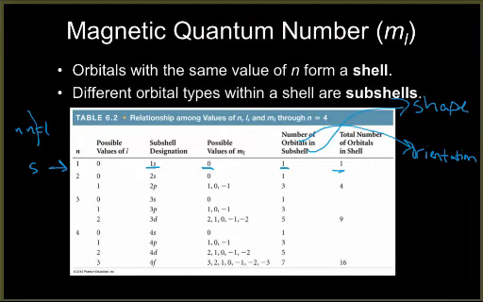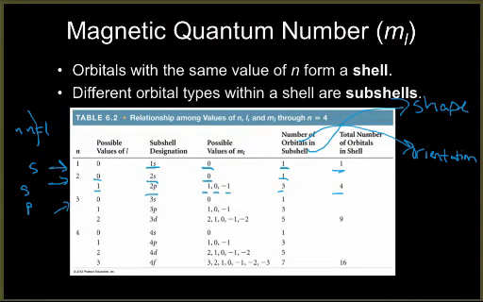Okay, at the second energy level, now we have s and p's. So we have 0 and 1. 0 stands for s, 1 stands for p. The designations are 2s and 2p. The 2 stands for the energy level. The letter stands for the shape. The possible values, these are our orientations. There's one orientation for an s, 3 orientations for a p. So if you count those up, the total orientations are 4.